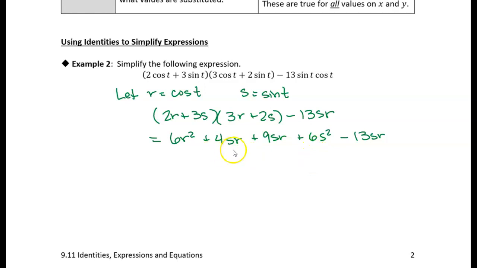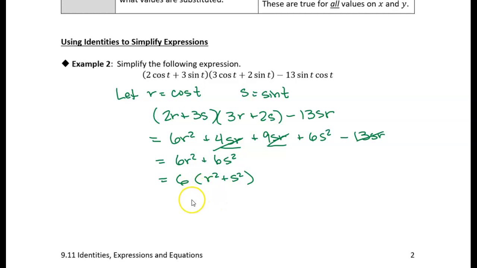Now you might notice that 4sr plus 9sr is 13sr, and then I'm subtracting 13sr. So what do you know? That goes away. If I take 13sr minus 13sr, that's gone. So now I just have 6r squared plus 6s squared. And I can factor a 6 out. That's the same as 6 times the quantity r squared plus s squared. That looks pretty simple.